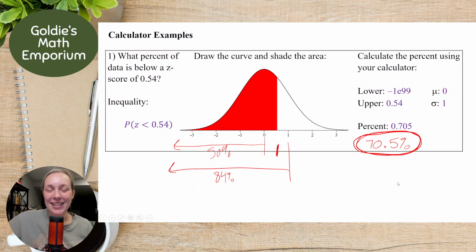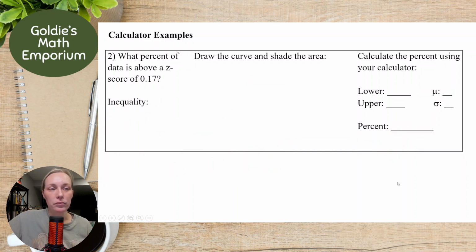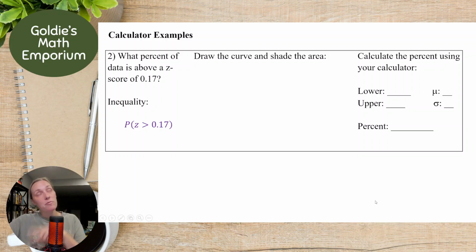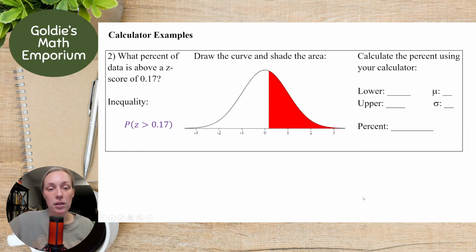Okay. Two more examples here. Next example is above a z-score. What percent of data is above a z-score of 0.17? Okay. So our inequality now, percent z-scores above 0.17. Draw the curve, shade the area. 0.17 is right about here, right?